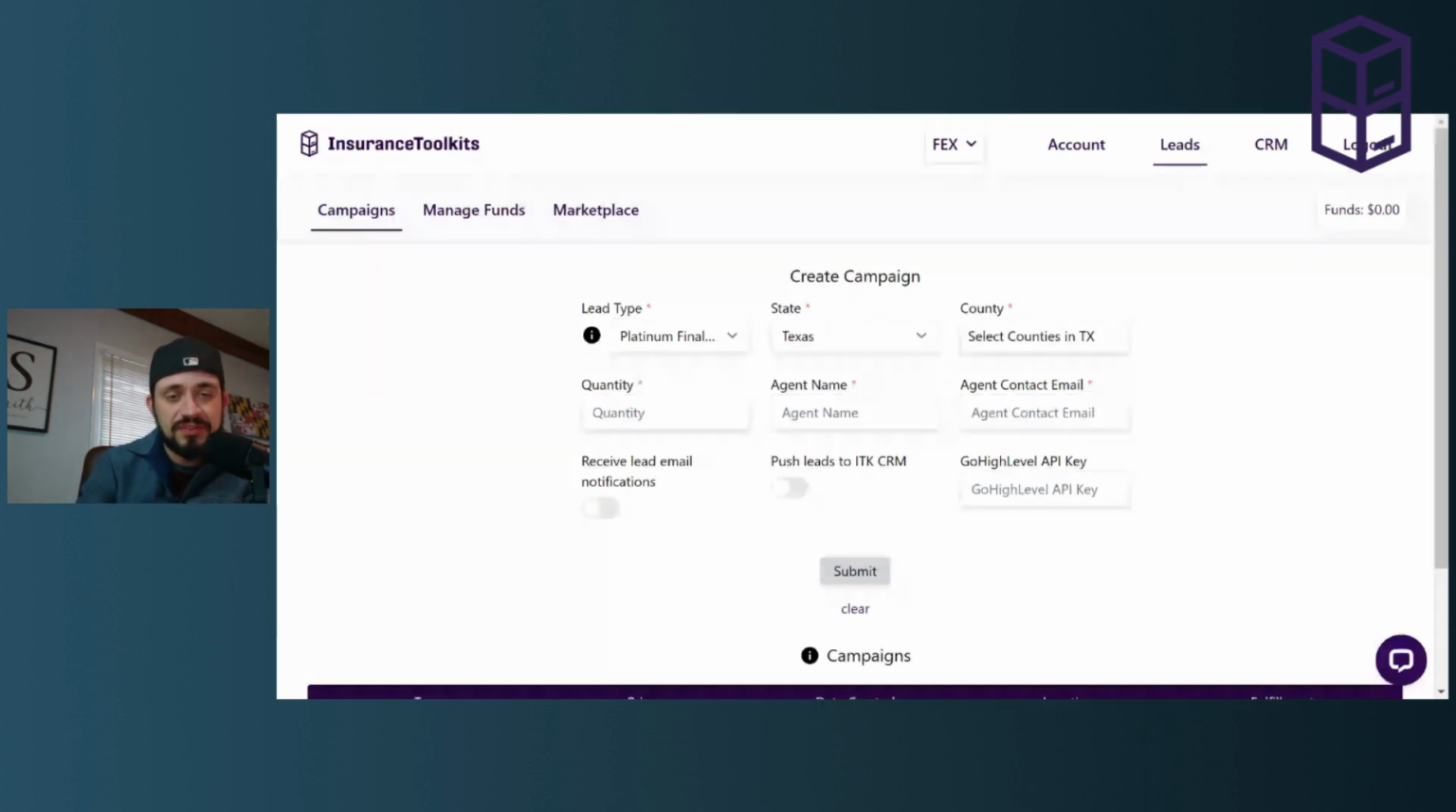So when you're looking at this screen on how to place an order, you've got the drop downs here that show you what type of lead, what state, what county, what quantity, your name, your contact information, and if you want that lead emailed or pushed to the Toolkit CRM or to a Go High Level.